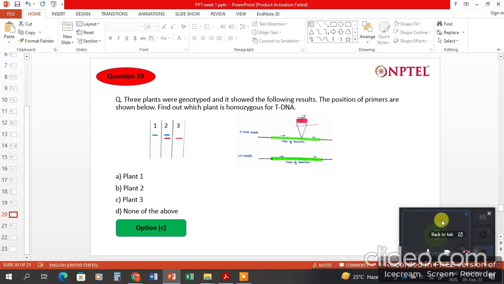Sir, if we get only a blue band, then it is of the wild type allele. Yeah, it means only the larger wild type band. There is no tDNA insertion in that.